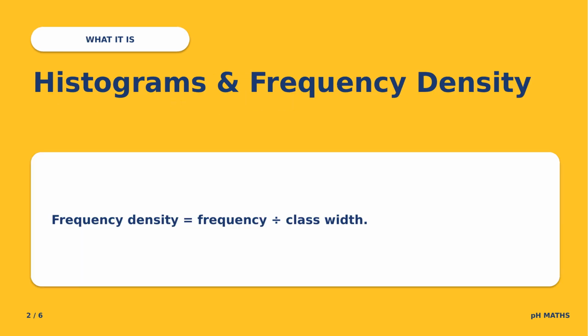Definition. Frequency density equals frequency divided by class width. So a class with frequency 20 and width 5 has density of 4. A class with frequency 20 but width 10 has density 2. Same frequency, different density, because the area, not the height, has to represent the frequency.